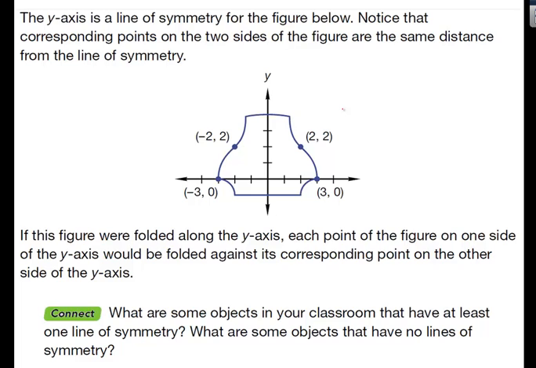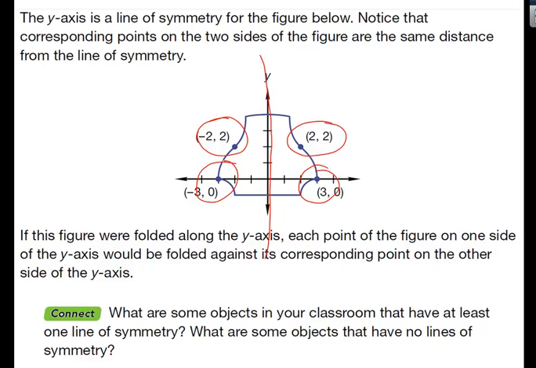Okay, let's look at a little bit different of a mirror image. This one here, the y-axis is a line of symmetry. Right here is a line of symmetry. Notice that on each side we have corresponding points that are in the same spot, such that if we were to fold it over in half, this 2.2 would land right on top of that dot, and this 3.0 would land right on top of that dot if we folded it in half. That's symmetry.